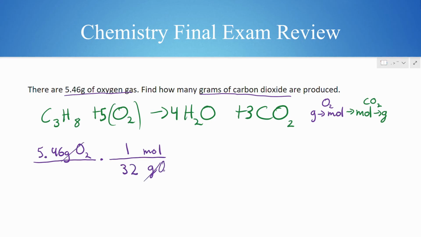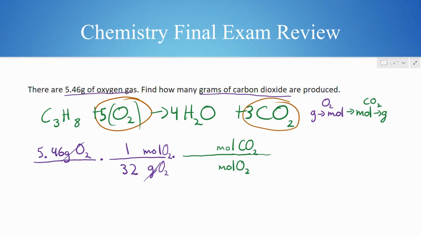And next we need to go to moles of carbon dioxide. So we need to cancel out moles of oxygen gas, so that will go on the bottom. We'll just put a note here, that's oxygen gas. And we're going to go to moles of carbon dioxide. This relationship is going to be found by looking at the balanced equation. When we have 5 moles of oxygen gas, we get 3 moles of carbon dioxide. So we're going to put a 3 here and a 5 here. And now moles of oxygen gas are going to cancel out.